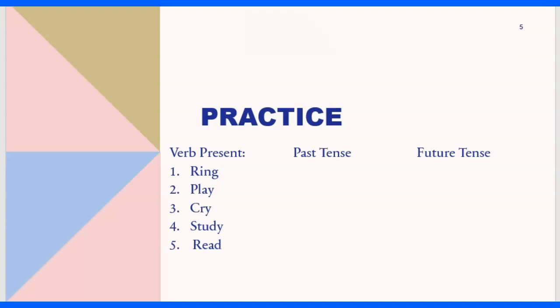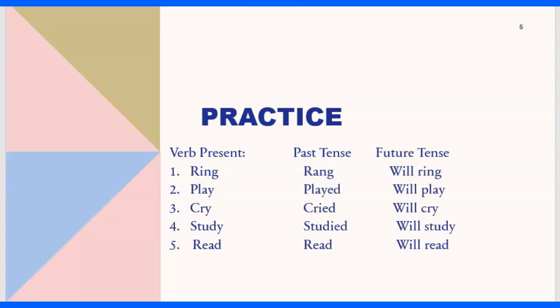Okay, if you're back, I assume that you have worked through those, and I want to go over them. So ring is going to rhyme with sing, and so is the past tense. So we have ring, rang, will ring. Play is going to use our ed. So play, played, will play. Cry is actually going to drop the y and add ied. So there's another new rule. And will cry. Study is also going to use the ied, will study.